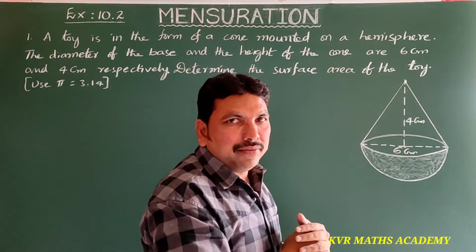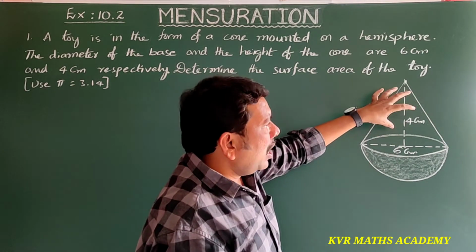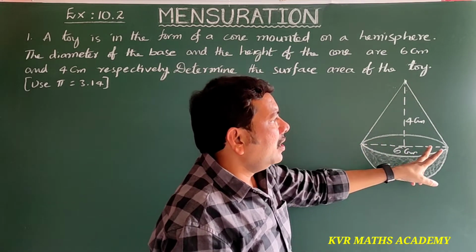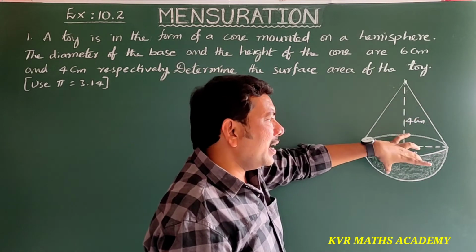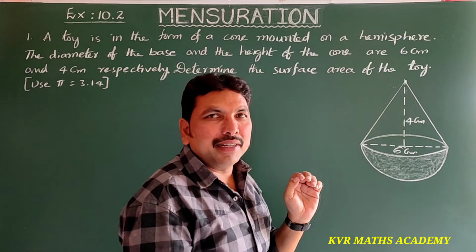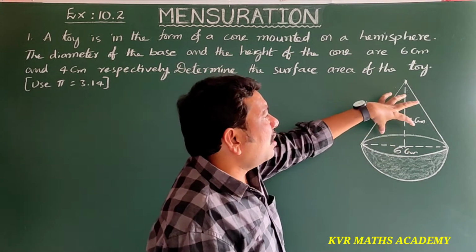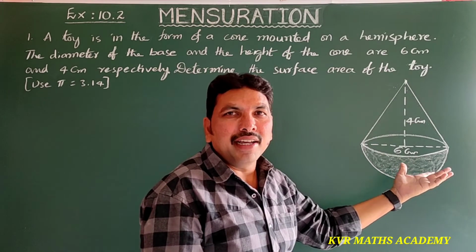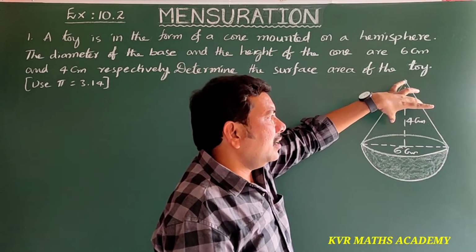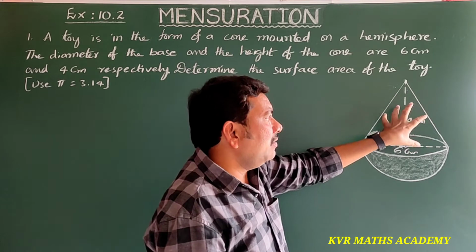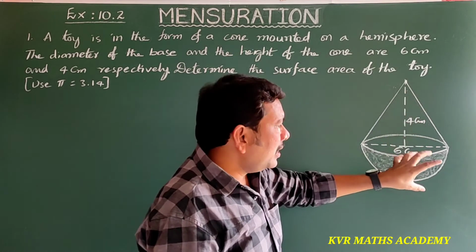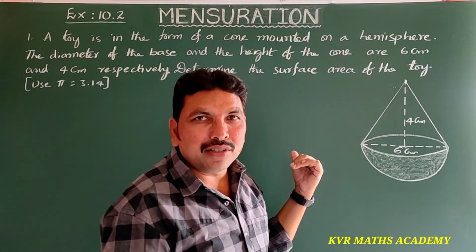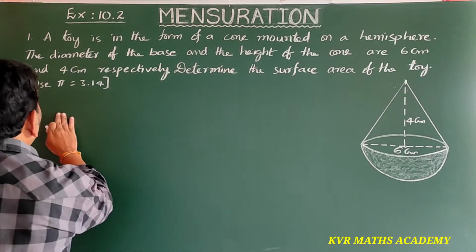A toy is in the form of a cone mounted on a hemisphere. So the height of the cone is 4 centimeters and the common diameter of the cone and hemisphere is 6 centimeters. Then find the surface area of the toy. Surface area of the toy means what we have to find? Yes, CSA of the cone plus CSA of the hemisphere. Understood? Let us do it.